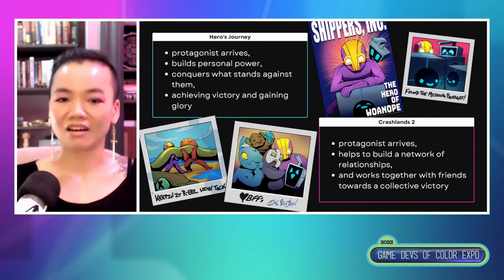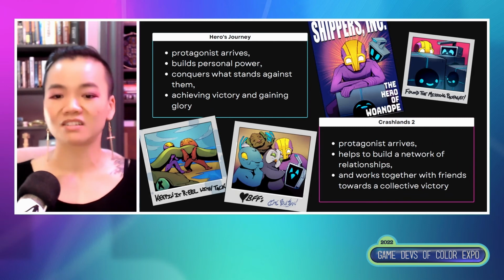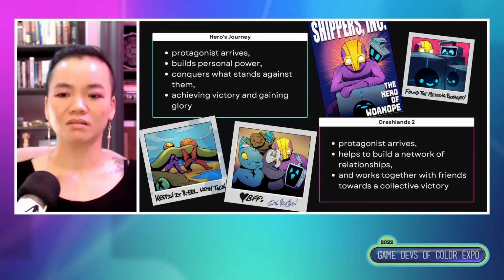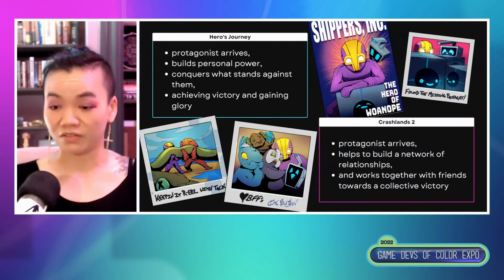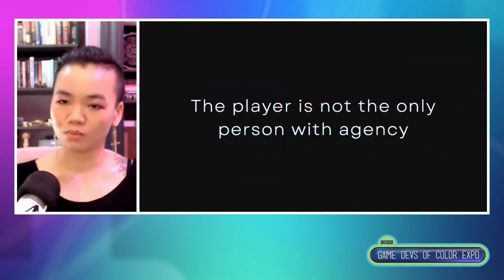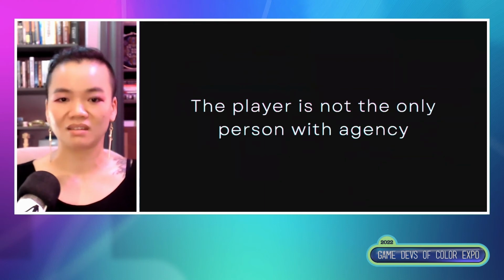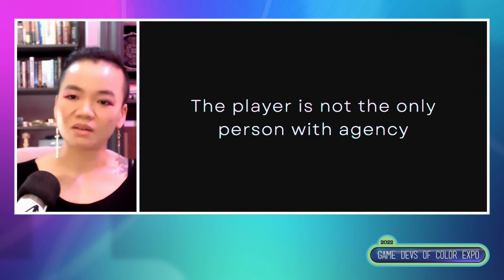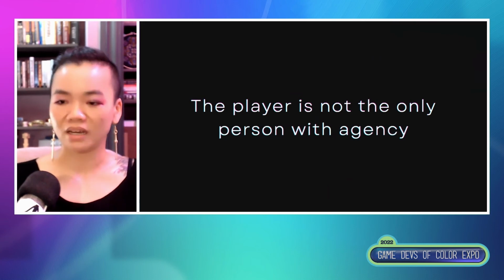Flux's story is not about how her actions benefit herself, but about how her actions impact the people and world around her. This requires us to design in a way that allows that impact to be felt by the player. The world cannot exist solely to support and venerate one person at the expense of every other. NPCs have their own stories, and the player is not the center of them. The player is not the only person with agency.